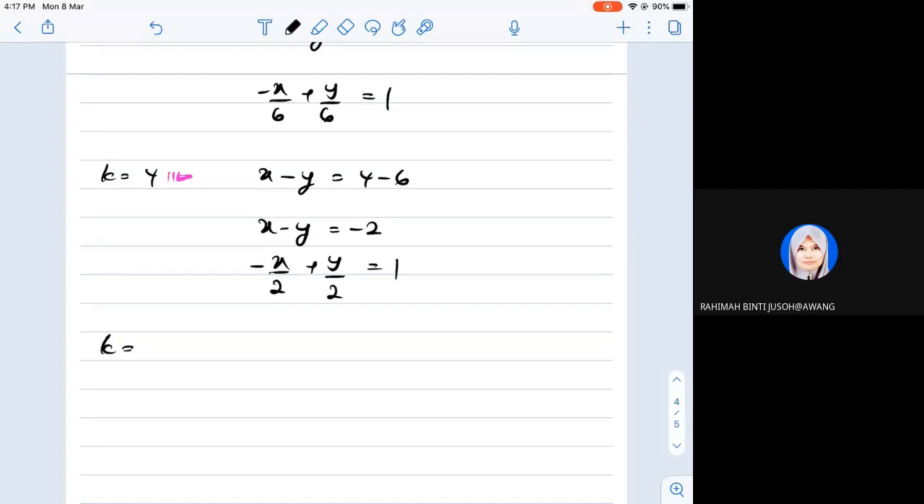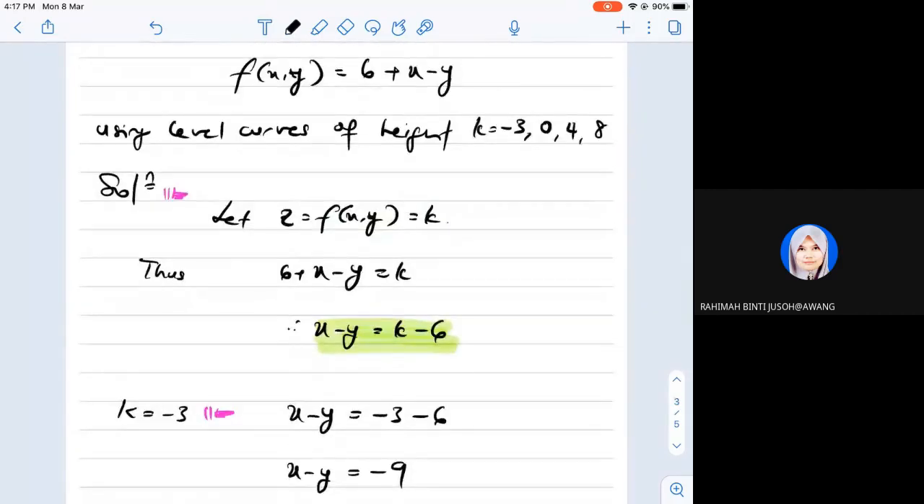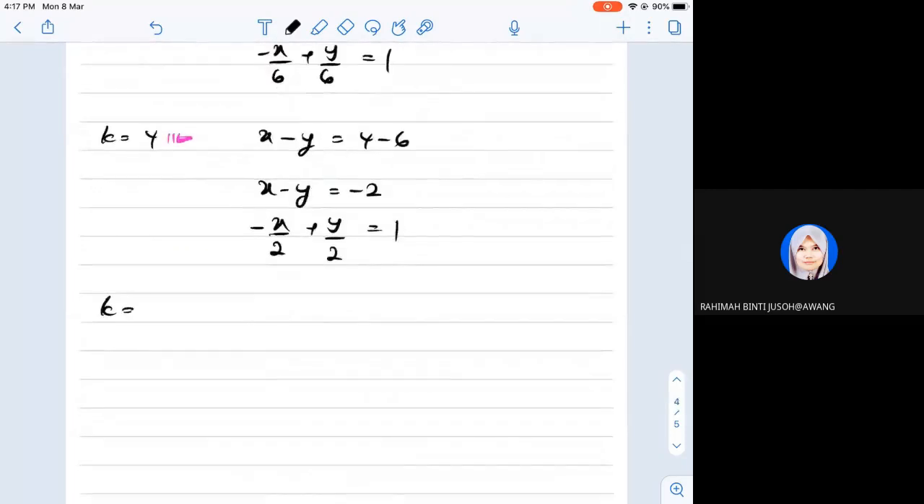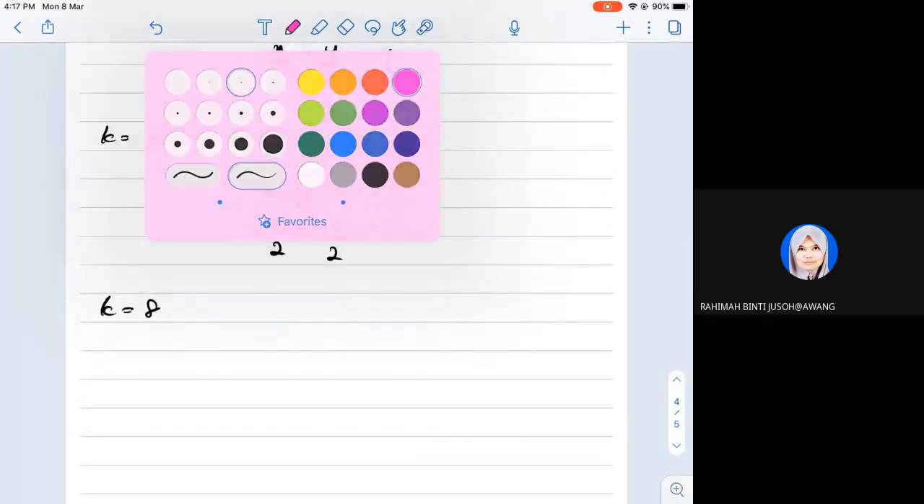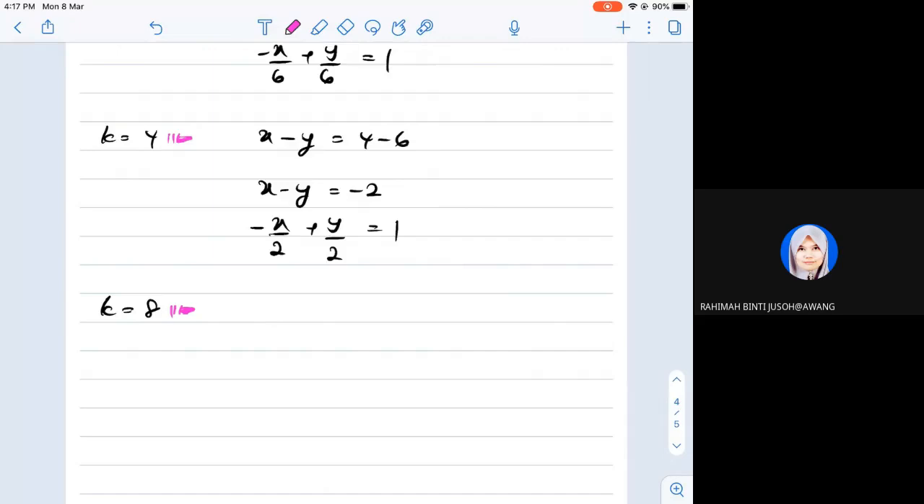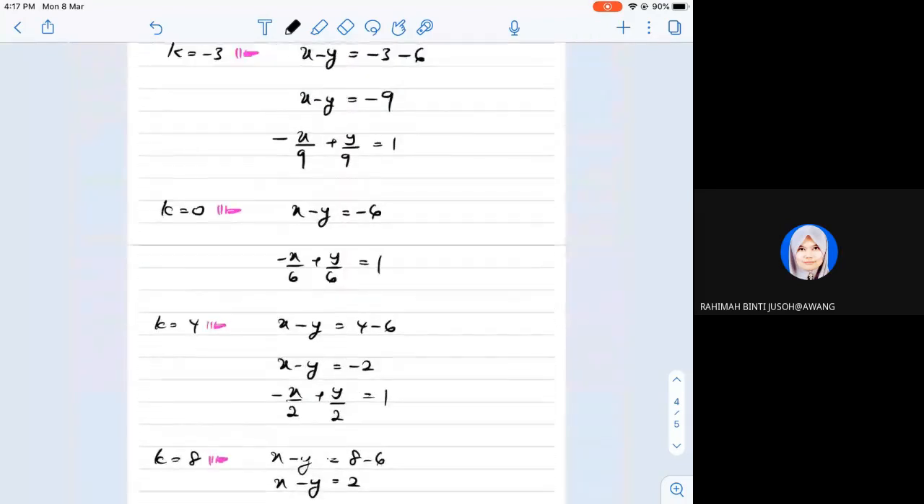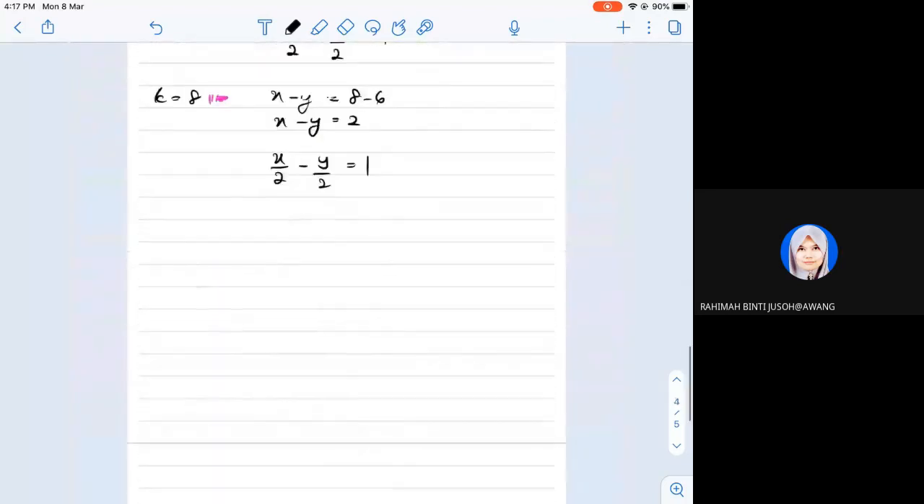So the last one is k equals to? 8. k equals to 8. Substitute here. Equals to 8 minus 6. So you all akan ada x minus y equals to 2. So x over 2 minus y over 2 equals to 1. Like this. Okay, so let us plot all the equations on the same axis.